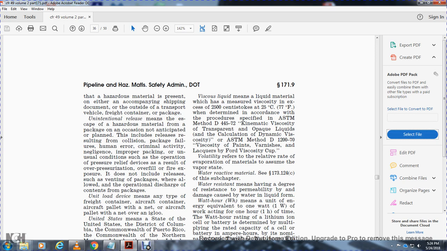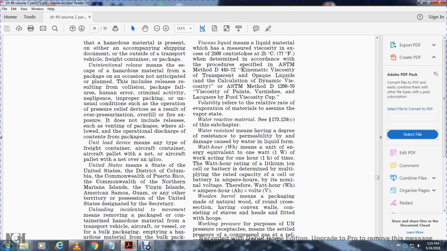Volatility refers to the relative rate of evaporation of a material to assume the vapor state, with the relative reactivity of the material, see 173.124 of this subchapter. Water resistant means having a degree of resistance to permeation by, or damage caused by, water, liquid, and foam. Watt hour means a unit of energy equivalent to 1 watt of power acting over 1 hour of time.